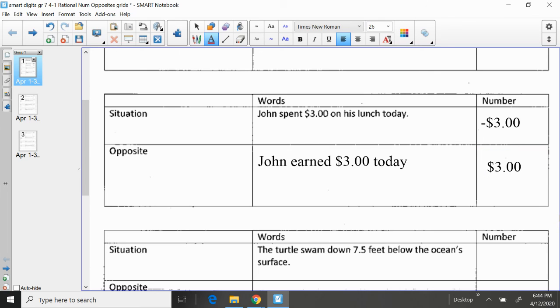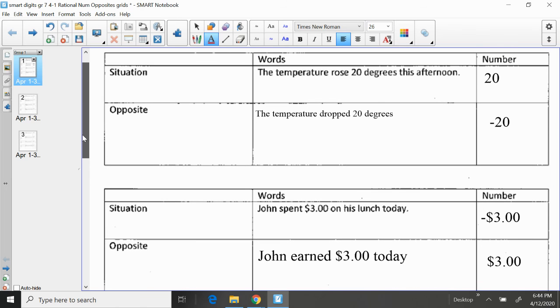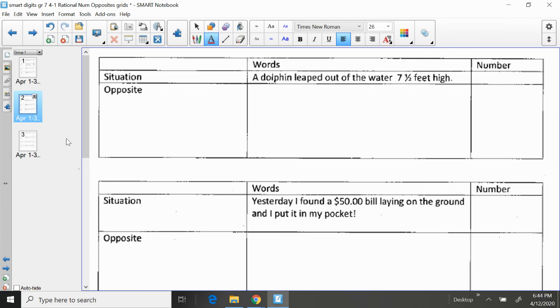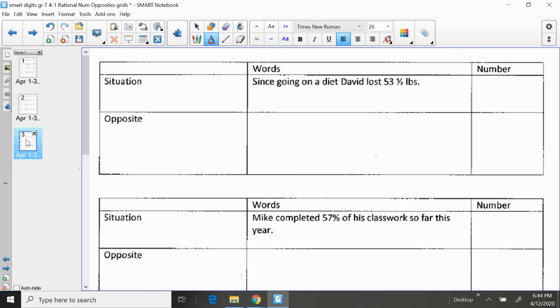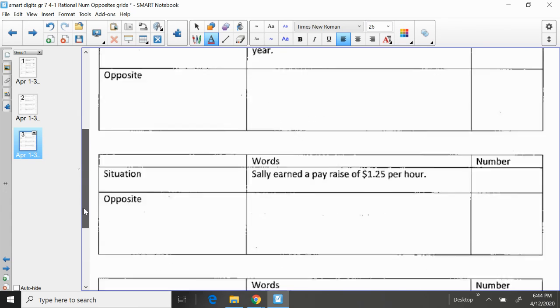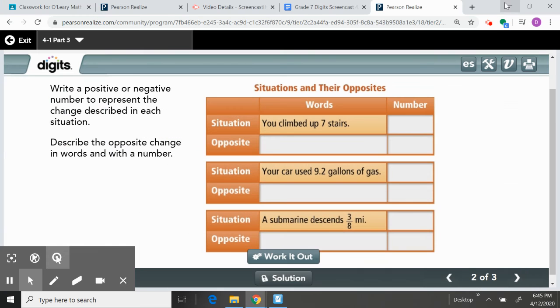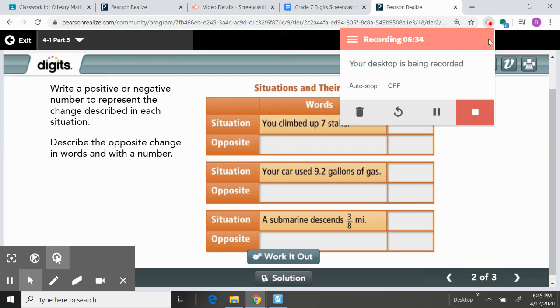So what I'm going to ask you to do today is, you're going to see a PDF document of this and then an answer sheet. I'm going to ask you to do the situation and its opposite on these sheets, and then the third sheet here. So that will be your goal to do today. And hopefully this was a review of part 3 of the lesson.